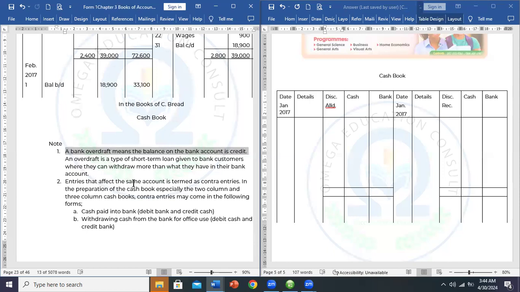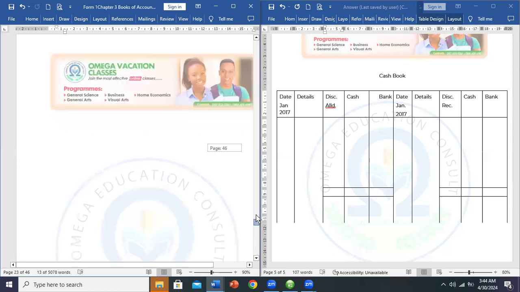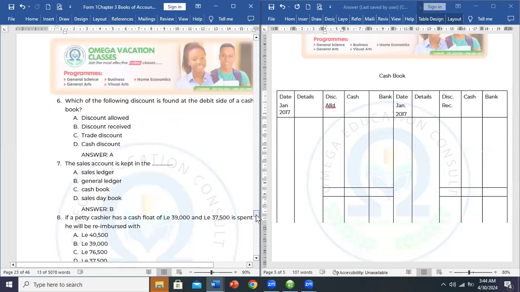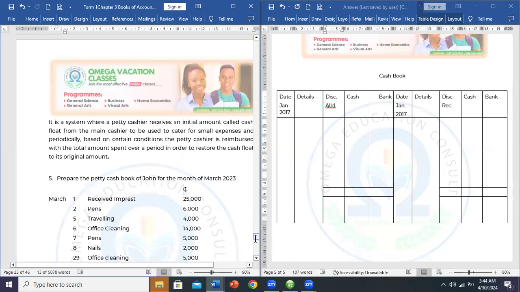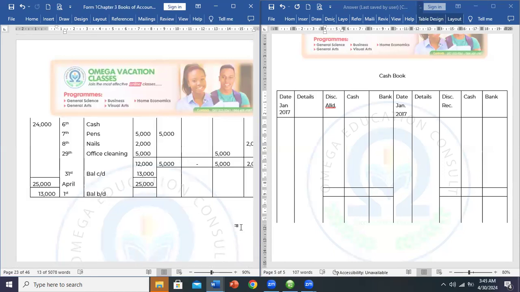I think I've spoken about the contra entry. So now that we have knowledge of this bank overdraft, we can go and look at our illustration. But any question on the bank overdrafts? If you have questions, you can ask. Are we okay with the bank overdrafts?